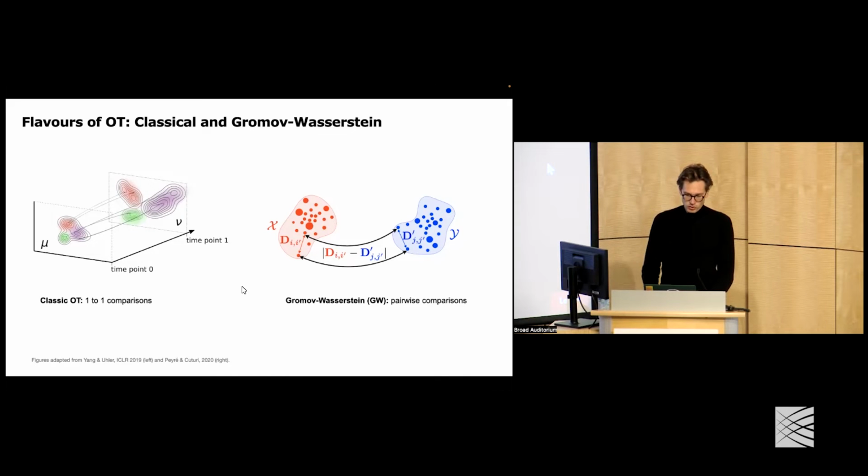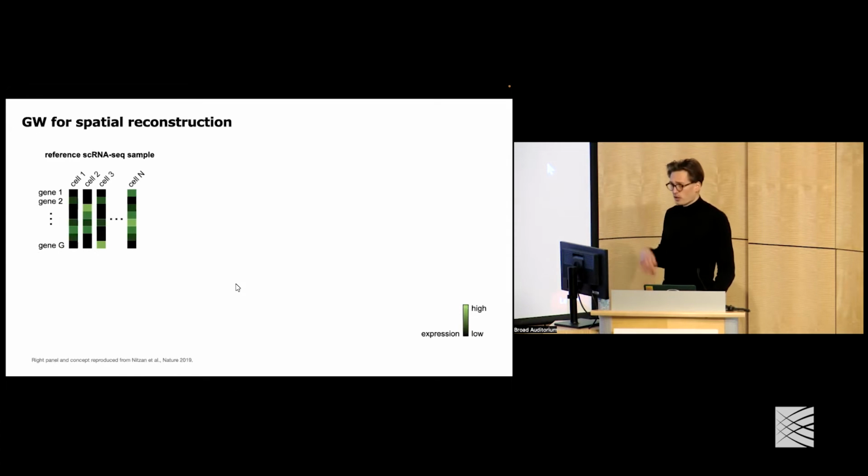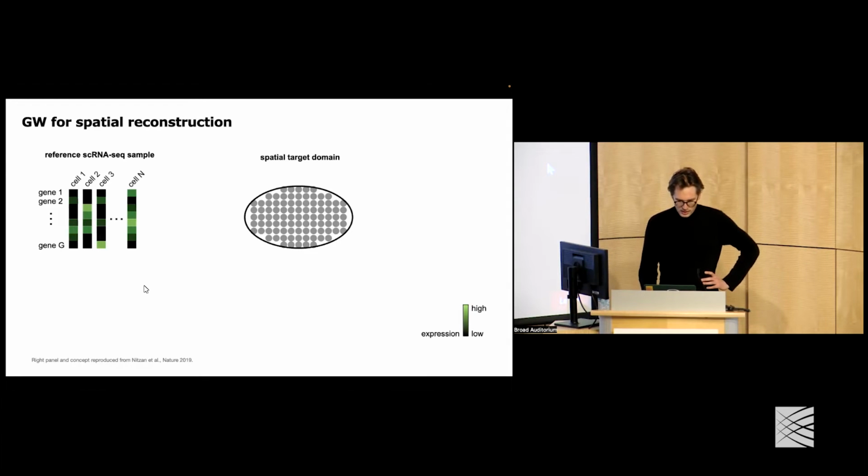And for that, you can use Gromov-Wasserstein optimal transport. And I want to illustrate this in another example. This is an example from mapping cells from a reference single-cell RNA-seq sample, as you can see here. So we have N cells measured in G genes to a spatial target domain. So the original paper that explored this idea with optimal transport here is the one from Nitzan et al., Nature 2019.